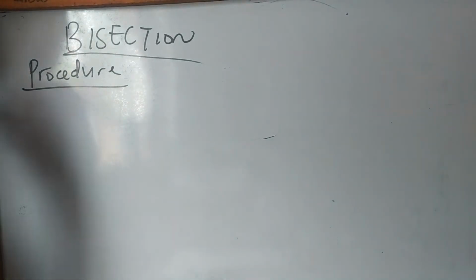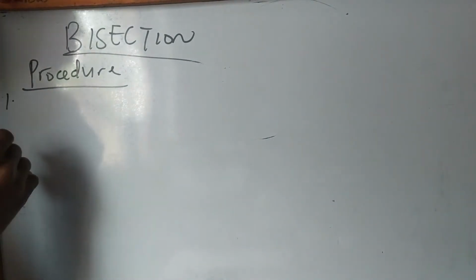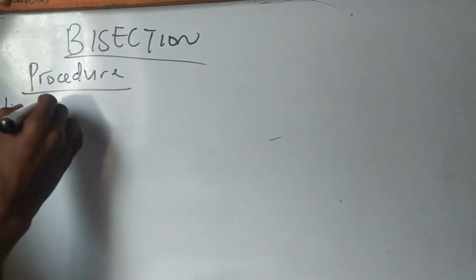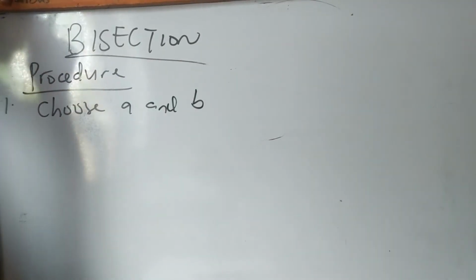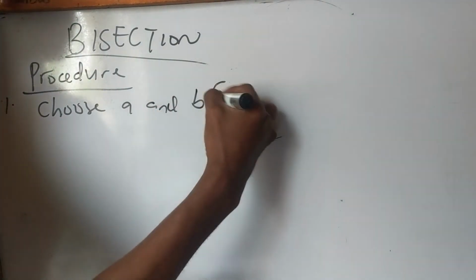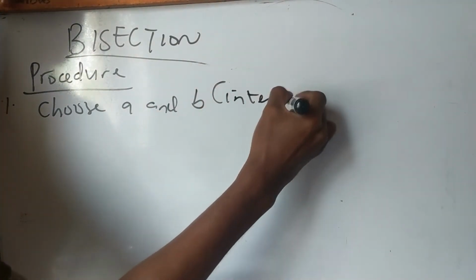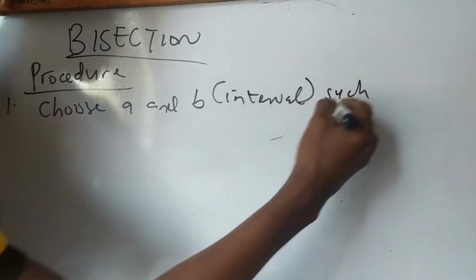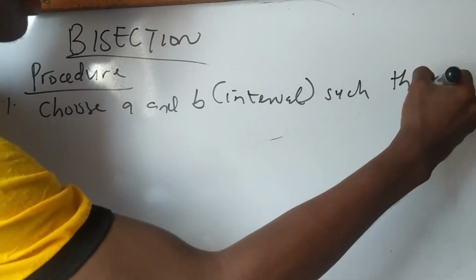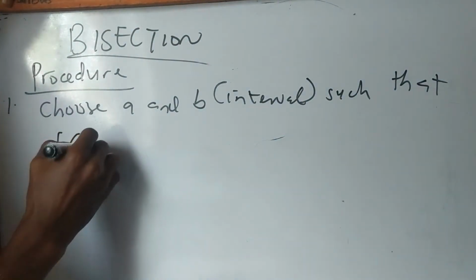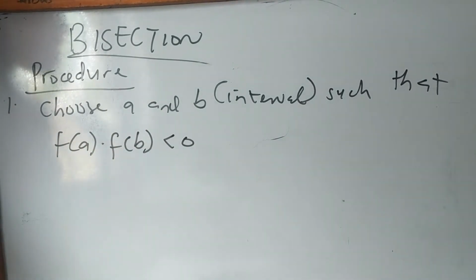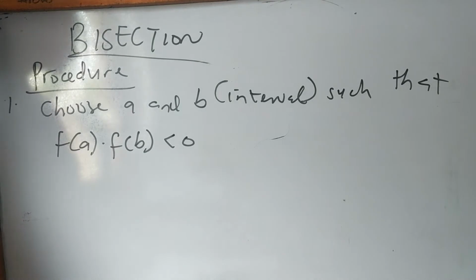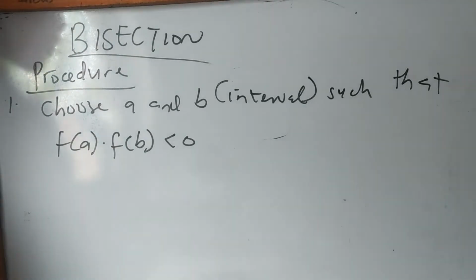So let me show you the procedure. Number one, you have to choose the given interval A and B. There's a condition, you can't just choose anyhow. The condition is that when you put A into the function and you put B into the function and multiply the two of them, it must be less than 0. That is, f of A times f of B must be less than 0. Remember the rule of IVT.